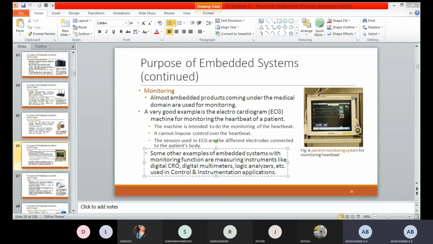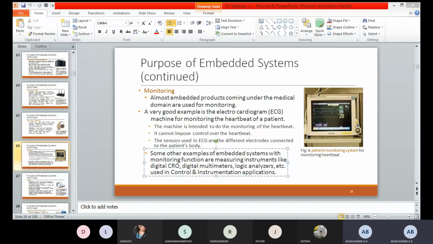The electrocardiogram machine is intended to do the monitoring of the heartbeats of the patient, but it cannot impose control over the heartbeat. Just see, using this machine, we are monitoring the heartbeat. We can't control the heartbeat. That person's heartbeat shows the real-time heartbeat, displayed on this particular monitor.